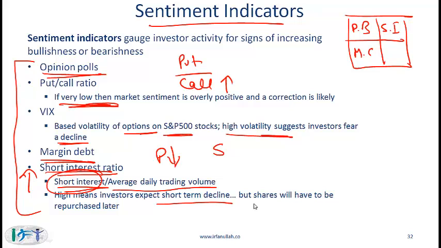But when there is a high degree of short interest, the shares have to be repurchased later. And this is material that you will see when we discuss equity. So that would imply that later on, when shares are repurchased, the prices will go up. So this will give you a mixed signal. You have to look at the situation more carefully to determine whether this particular ratio implies that prices will go up or down. At this stage, you simply need to know that short interest ratio means the short interest divided by average daily trading volume.